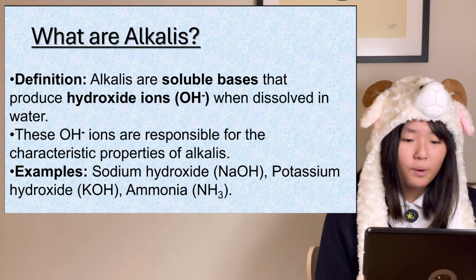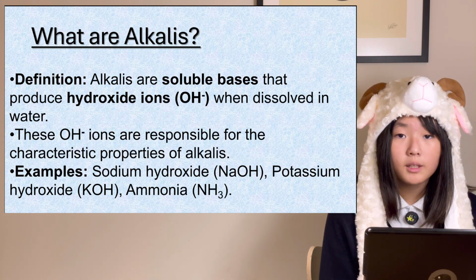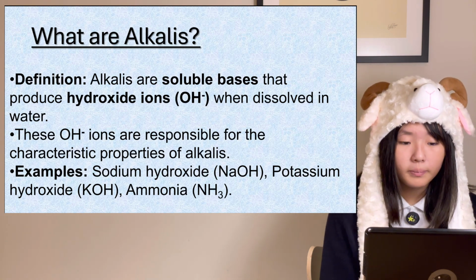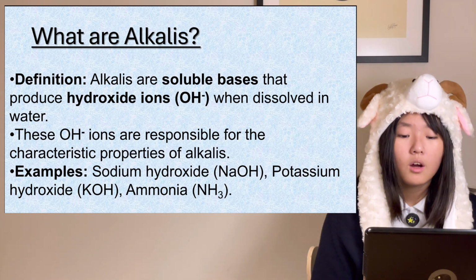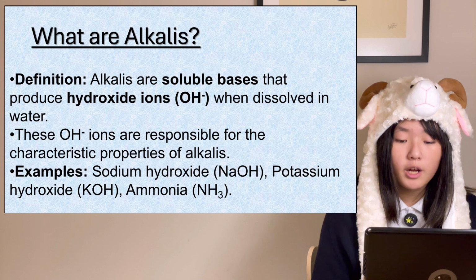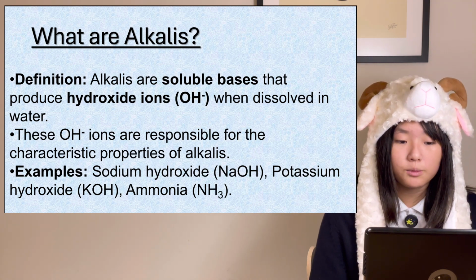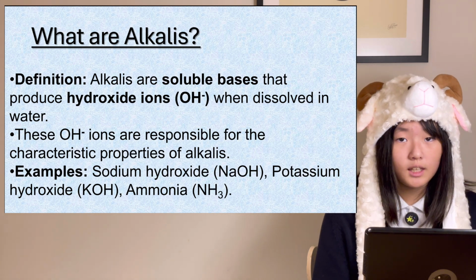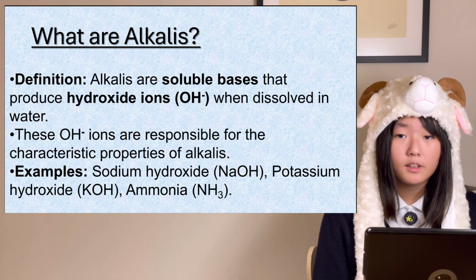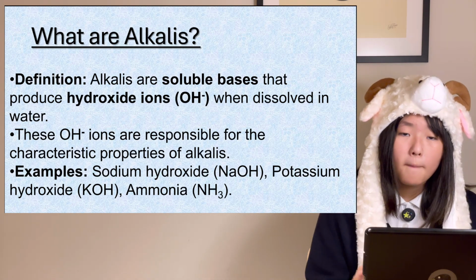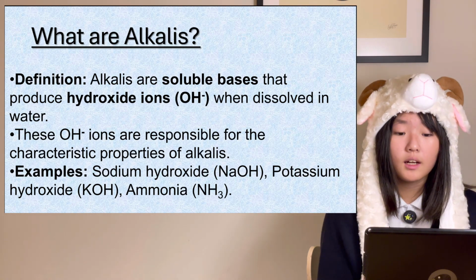What are alkalis? Well, alkalis are soluble bases that produce hydroxide ions, OH negative, when dissolved in water. These OH negative ions are responsible for the characteristic properties of alkalis. For example, sodium hydroxide, NaOH, potassium hydroxide, KOH, and ammonia, NH3. Now, alkalis and bases are slightly different. Bases are just substances that have a pH that is higher than 7. But alkalis are inside the group of bases, but are only the ones that are soluble.